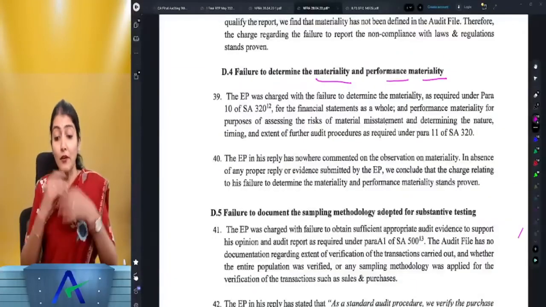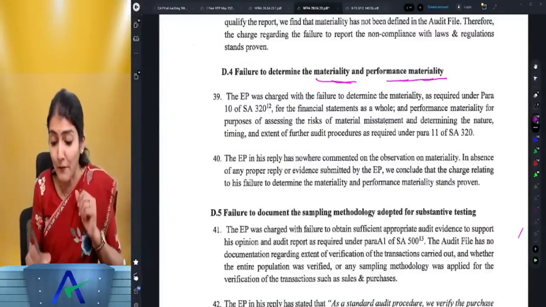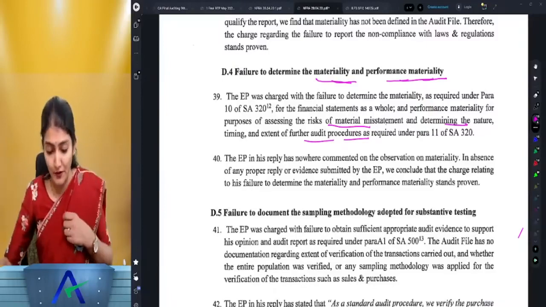And this auditor over here failed to determine materiality and performance materiality for the purpose of assessing the RMM and determining the nature, timing and extent of the further audit procedures.